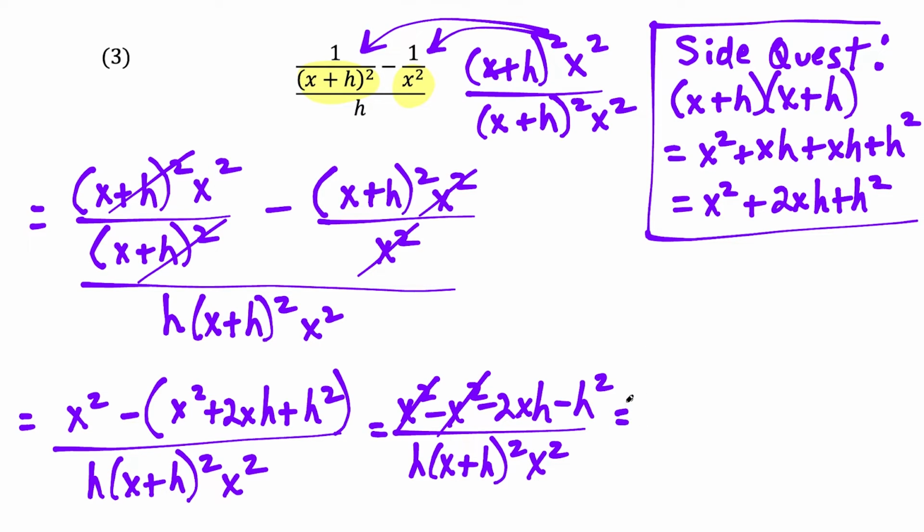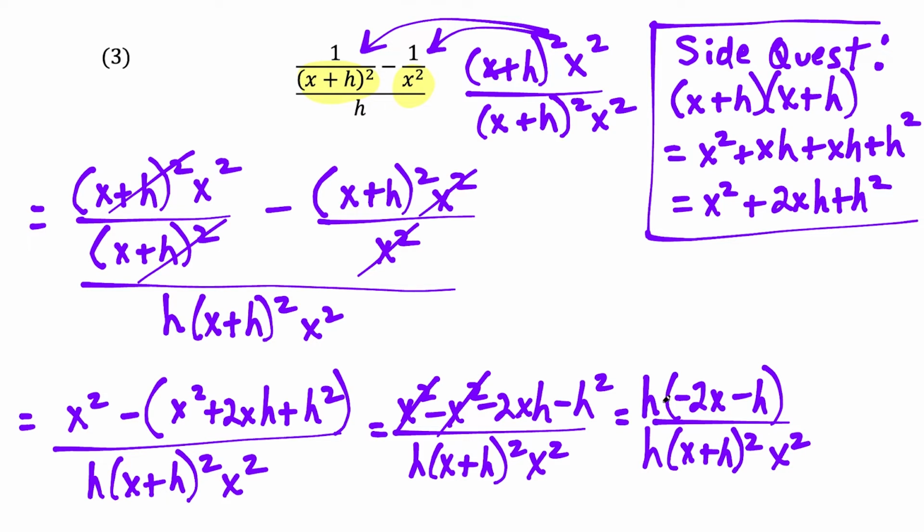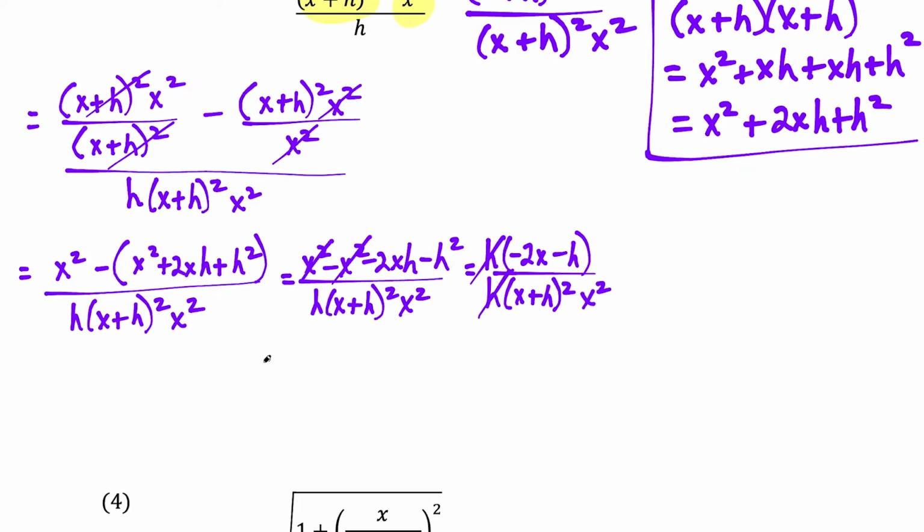But what I want to do in the next line is factor out an h. So I'm going to take out an h on top, and we're left with minus 2x minus h. And this is over h times (x plus h) squared times x squared. And see over here that h over h cancels out. So now we can write our final answer simplified. We have minus 2x minus h over, and in the denominator we have (x plus h) squared times x squared.